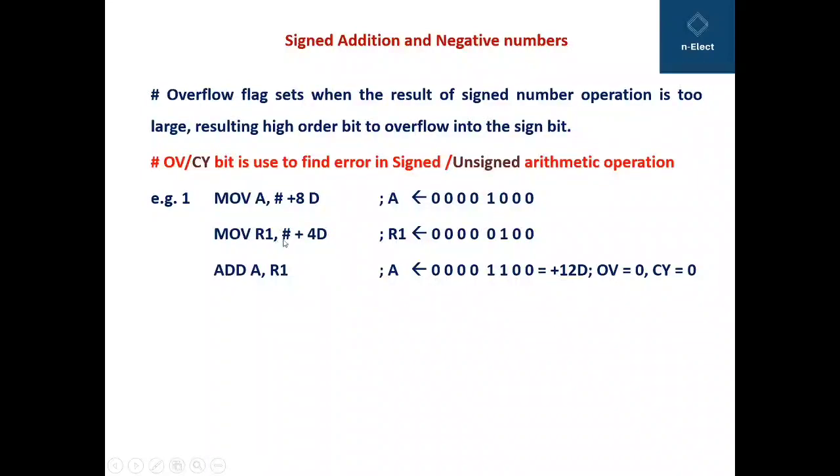Then MOV R1, #+4d. Now 4 means 0100, but in 8-bit you will have to write it like this. So this data will be moved to R1. The next instruction is ADD A, R1. So here the contents of register R1 will be added to the contents of the accumulator, and the result of this sum will be stored in the accumulator. So you will get the result like this: 00001100, which is the addition of these two 8-bit numbers, and this is nothing but +12 decimal.